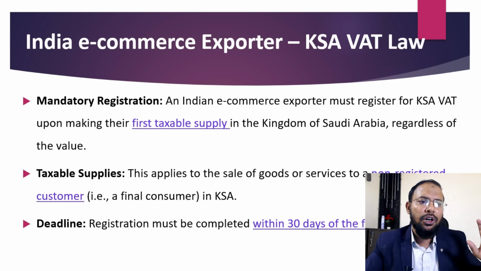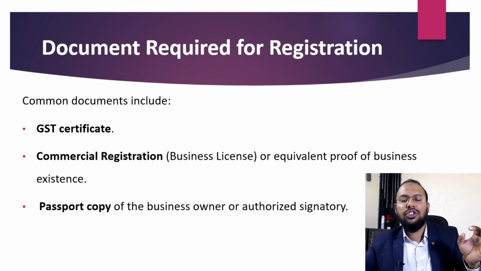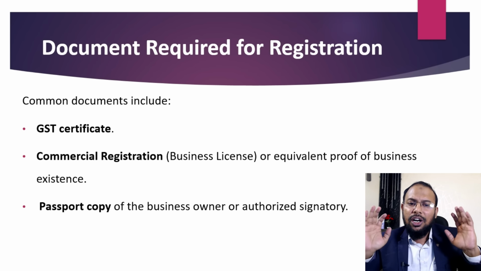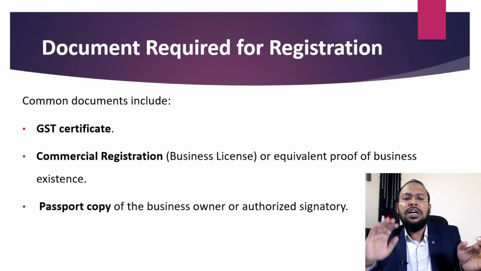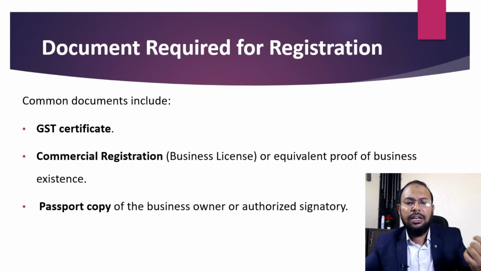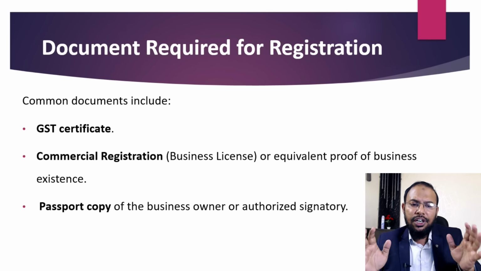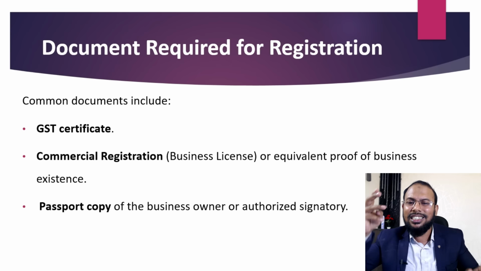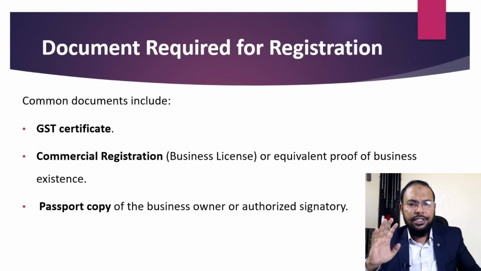And the next step is very important for you. Documents required for registration. If you are starting to sell through Amazon KSA or Noon KSA, you have to prepare these documents. What documents do you need to give for the VAT registration? First of all, you have to give the GST certificate, a common registration like the Udyam certificate, or if you are a private limited company, you have to give the company incorporation document. After that, you need to give the passport copy of the business owner or authorized signatory. I hope you got it. These three are the important documents, the main documents for taking VAT registration in KSA. I hope you got it.